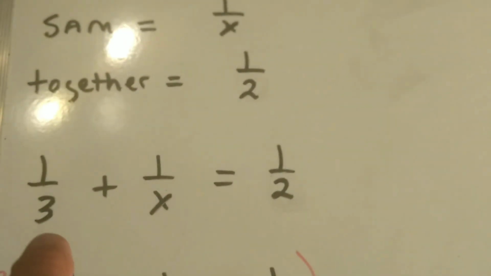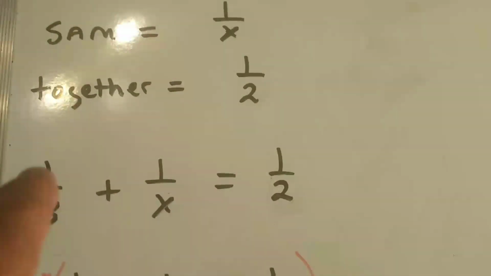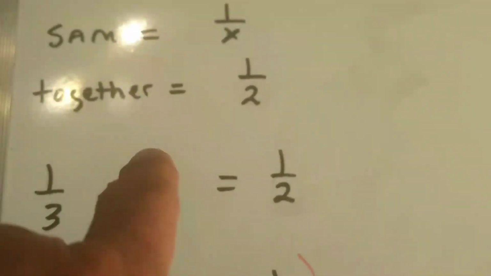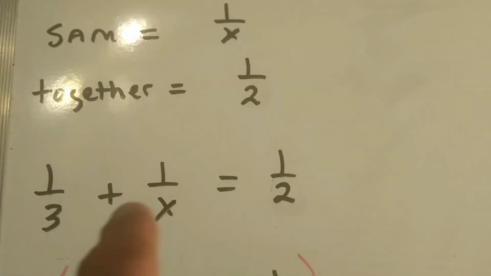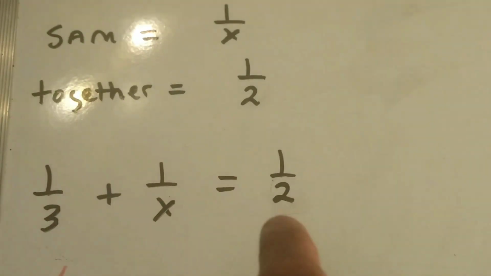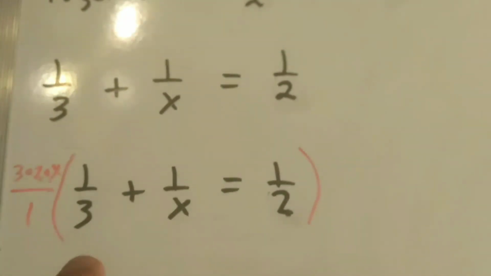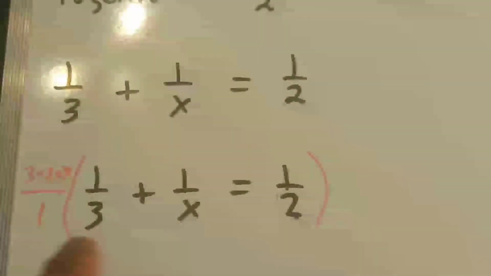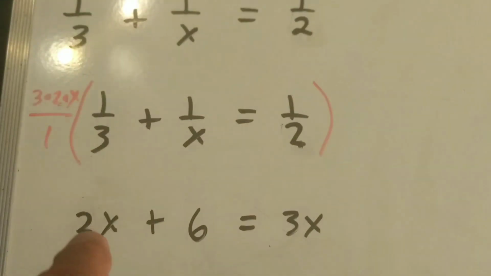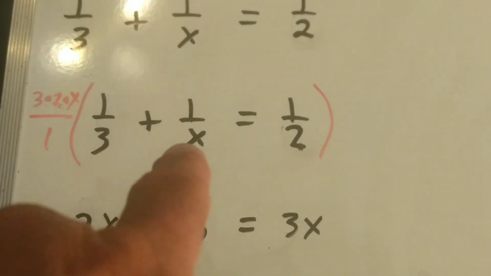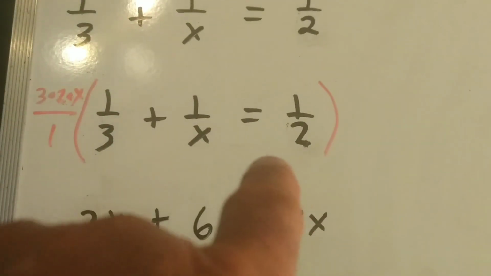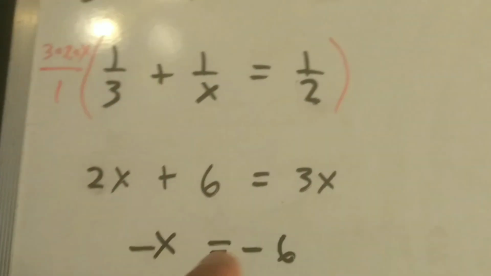So we set it up the same way. We have Joe's one job in 3 hours. We have Sam's one job in x hours. Together they can paint the house in 2 hours. So we then do the same thing. We multiply by the denominators, 3 times 2 times x. Here the 3's cancel and give me 2x. Here the x cancels and gives me 6, 3 times 2. Here the 2's cancel and give me 3x.